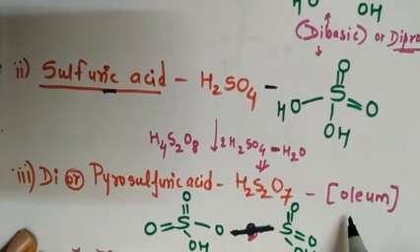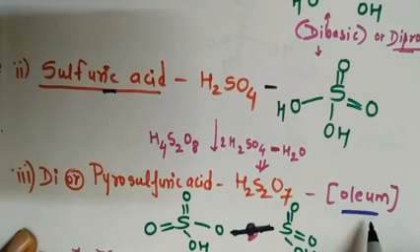Another name is oleum. This will come in the preparation methods of H2SO4 also. There we are going to read about what oleum is and how it is formed in the preparation of sulfuric acid. Till now I hope this topic was clear to all of you. Now next topic.